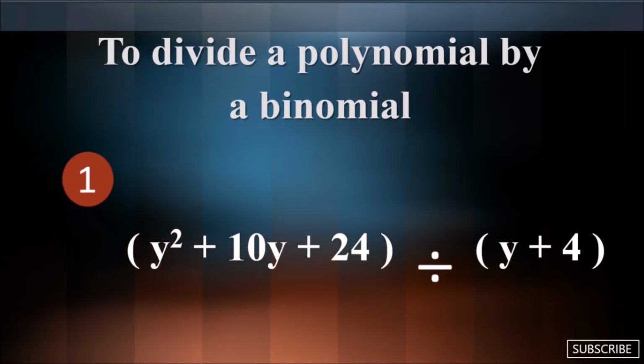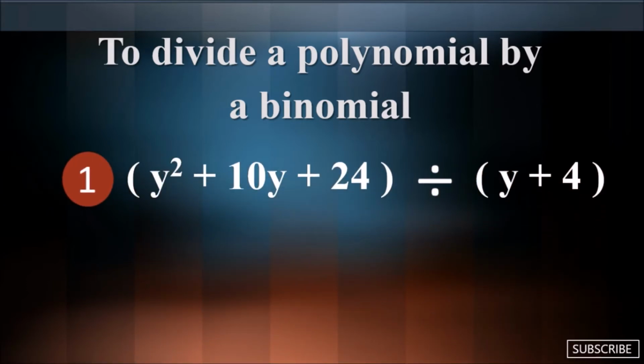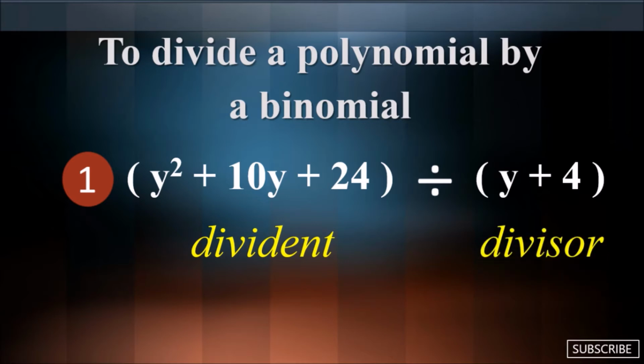Example number 1. Y square plus 10y plus 24 divided by y plus 4. In this example, the first bracket is the dividend and the second bracket is the divisor. Let us take this example in division form. To make this division simple, I take this divisor on the right side, and put this y plus 4 in bracket.